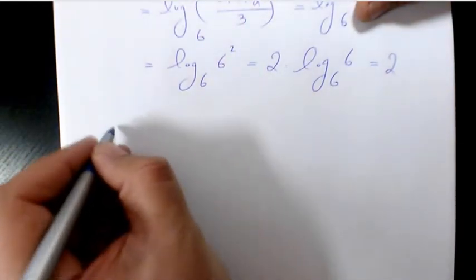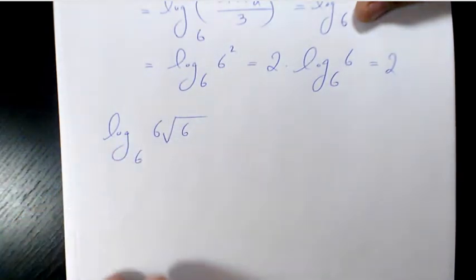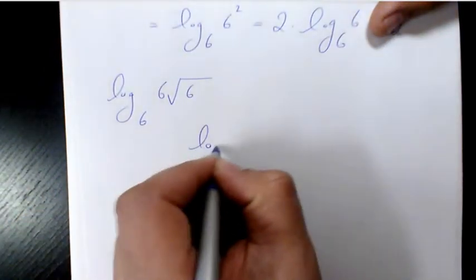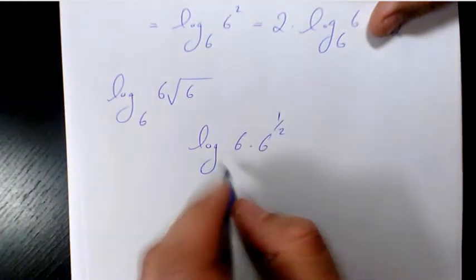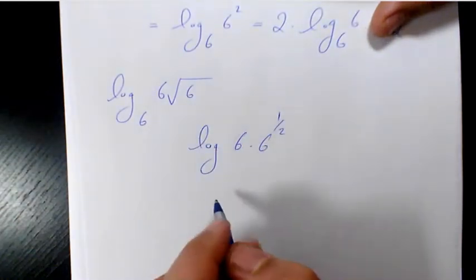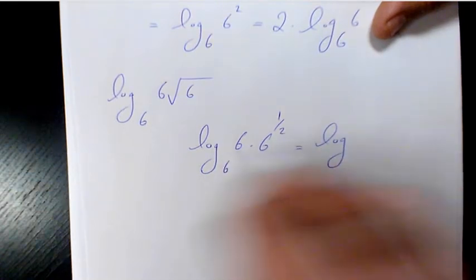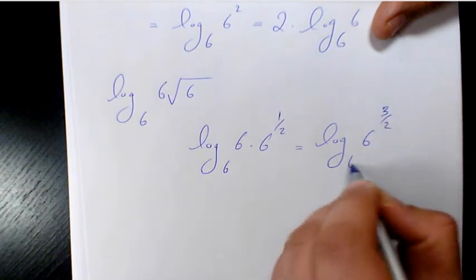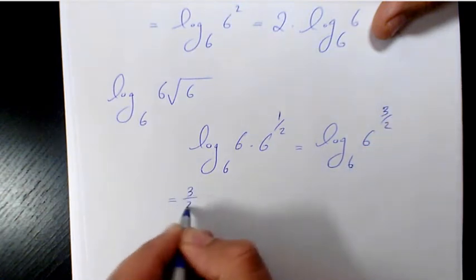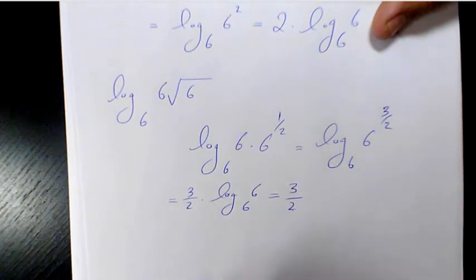Next example, it says log 6 root 6 base 6. You can say that's going to be equal to log 6 times 6 to the power 1 over 2 base 6, because the square root is the same as 6 to the power of 1/2. When you multiply that, it's going to be 1 plus 1/2, which is 3 over 2, base 6. So 3 over 2 times log 6 base 6 equals 3 over 2.